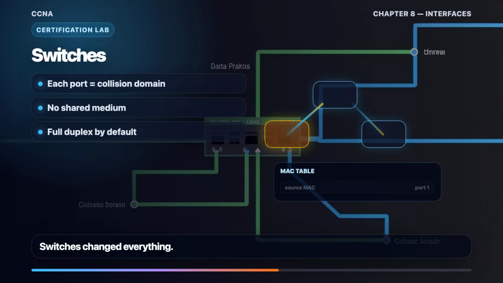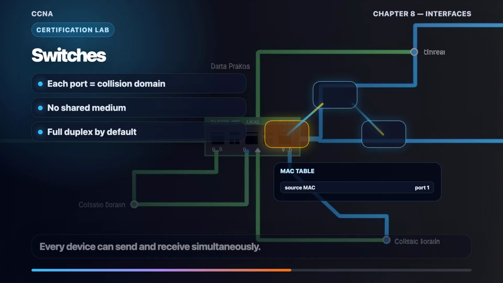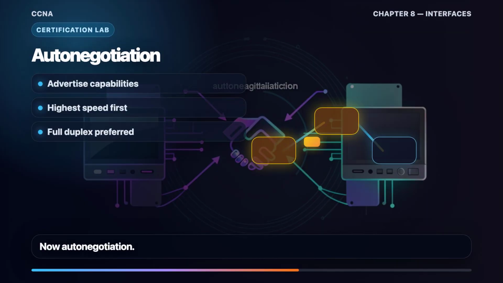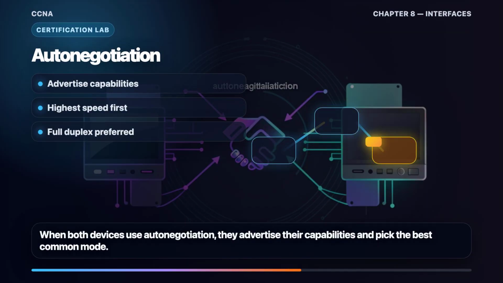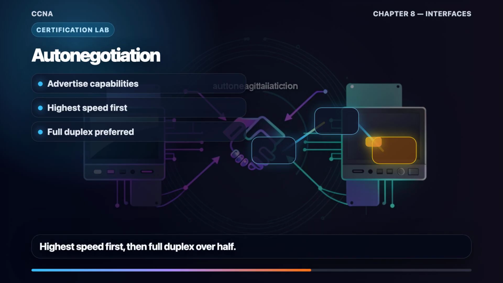Switches changed everything. Every switch port is its own collision domain. No shared medium. No collisions. Full duplex by default. Every device can send and receive simultaneously. Now, auto negotiation. When both devices use auto negotiation, they advertise their capabilities and pick the best common mode. Highest speed first, then full duplex over half.